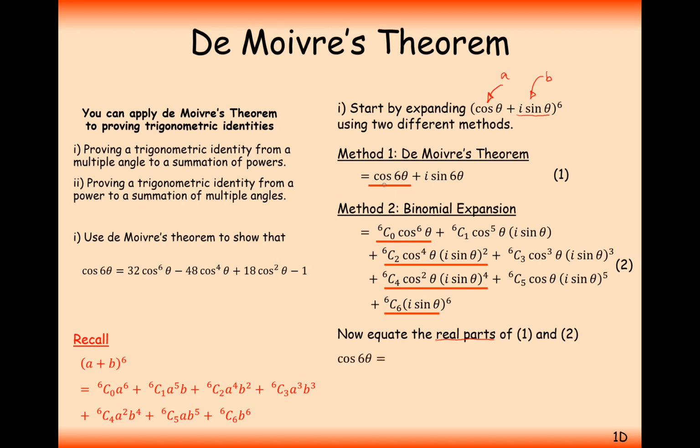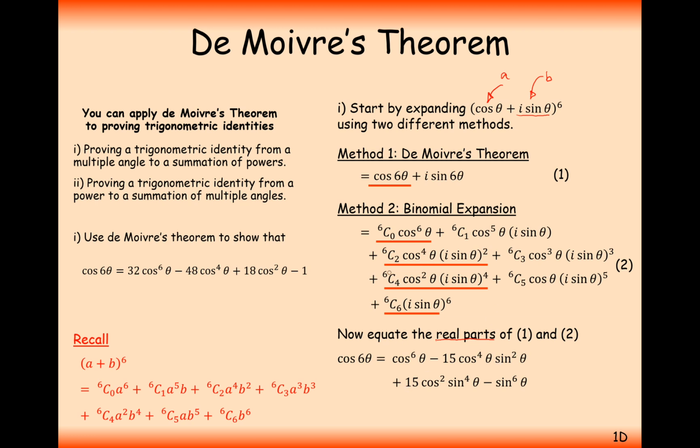So what we can say then is that cos 6θ is identical to cos^6 θ minus, and now we'll do the calculation of it, 6 choose 2, that's 15, and then we've got the i squared, so that's going to be minus 1, so it's minus 15 cos^4 θ sin^2 θ.